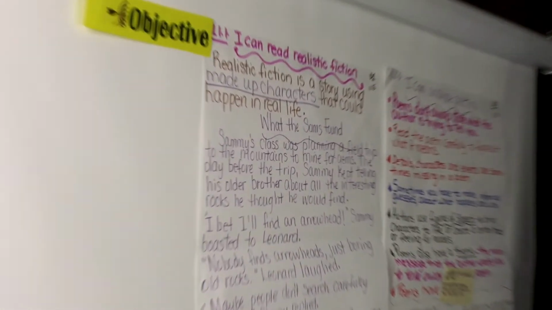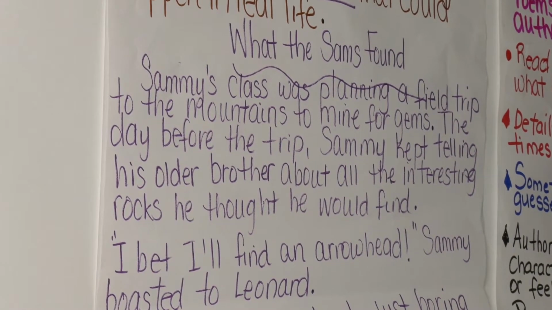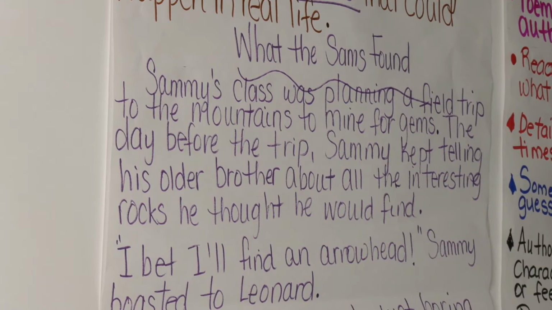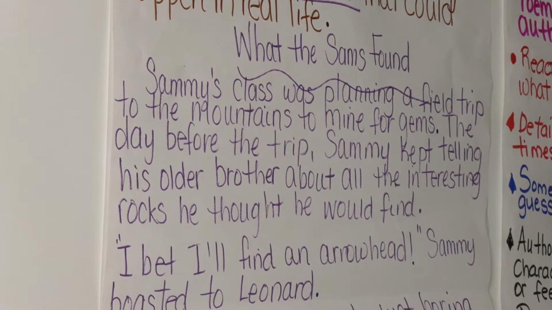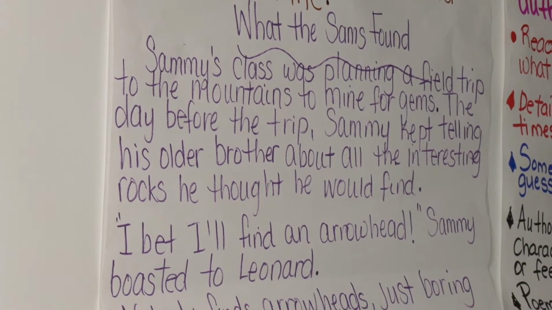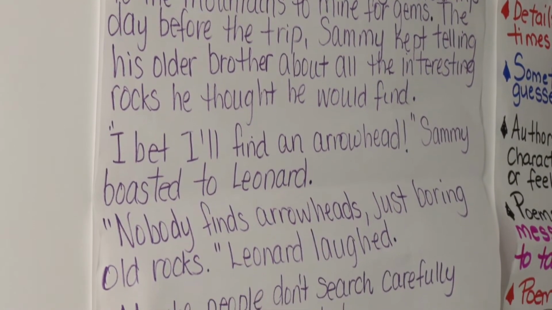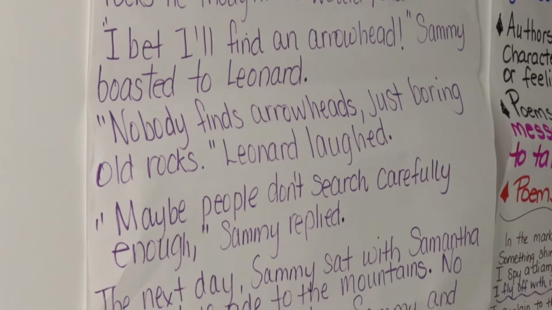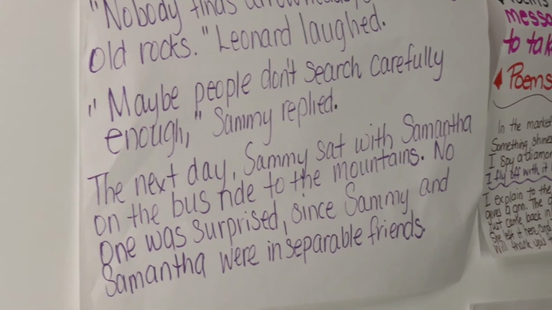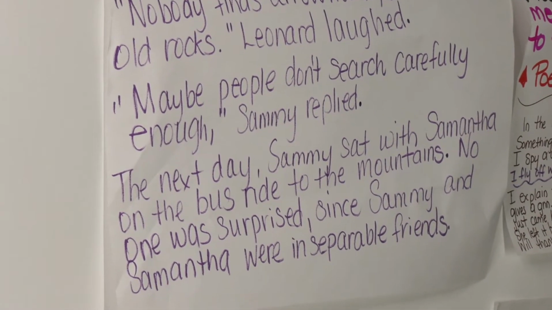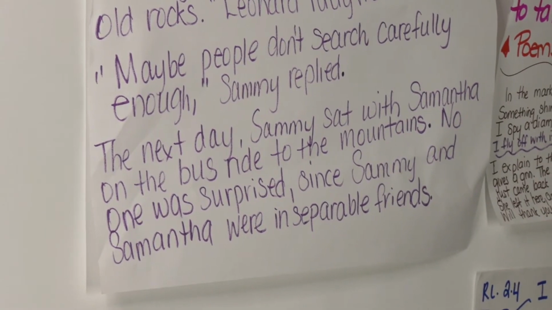Sammy's class was planning a field trip to the mountain to mine for gems. The day before the trip, Sammy kept telling his older brother about all the interesting rocks he thought he would find. "I bet I'll find an arrowhead," Sammy boasted to Leonard. "Nobody finds arrowheads, just boring old rocks," Leonard laughed. "Maybe people don't search carefully enough," Sammy replied. The next day, Sammy sat with Samantha on the bus ride to the mountains. No one was surprised, since Sammy and Samantha were inseparable friends.